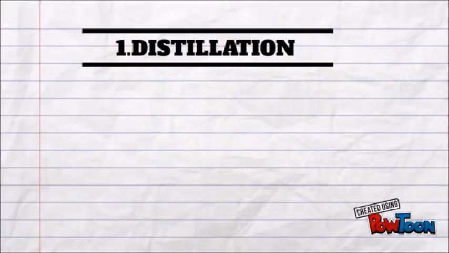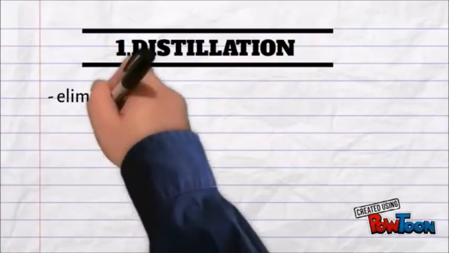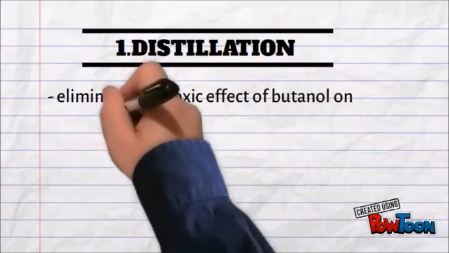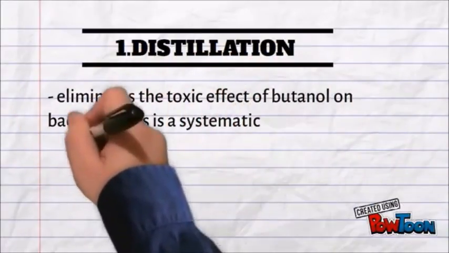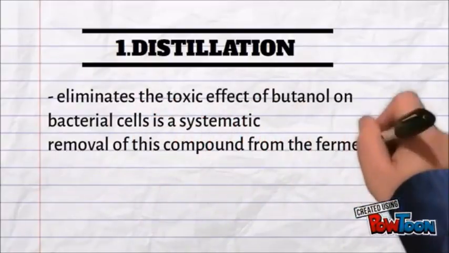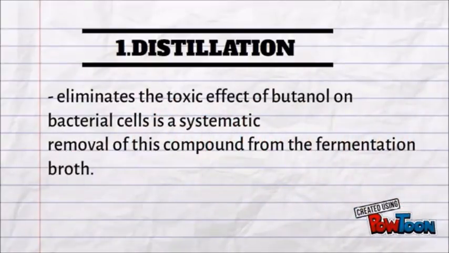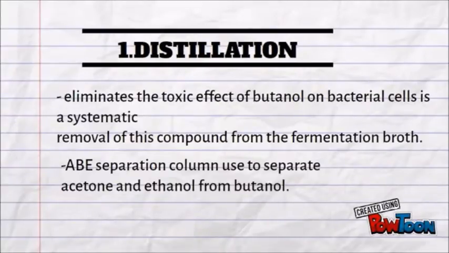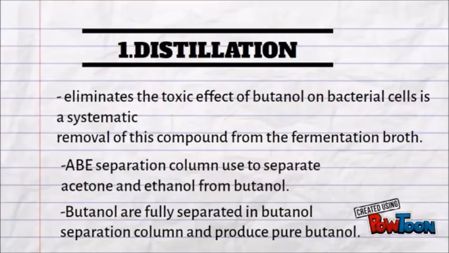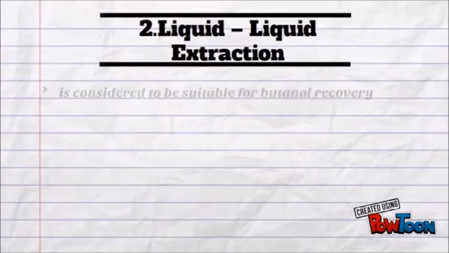Firstly is distillation. The method to eliminate the toxic effect of butanol on bacteria cells is the systematic removal of the compound from the fermentation brew. As butanol has a higher boiling point than water, this process consumes much energy. The ABE separation column is used to separate acetone and ethanol from butanol. And lastly, butanol will be fully separated in the butanol separation column to produce pure butanol.